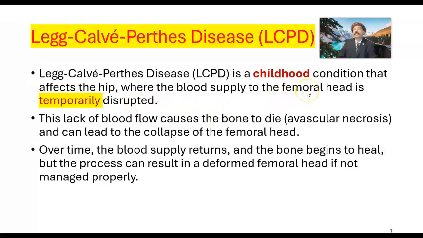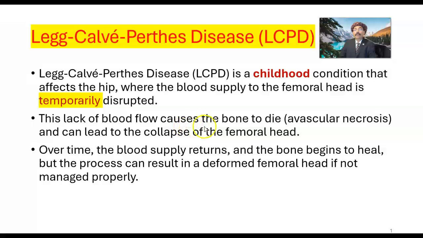The femoral head and the acetabulum of the hip bone form the hip joint, and the hip joint is a ball and socket type of synovial joint. The femoral head is the ball and the acetabulum is the socket. So what happens? Blood supply to the femoral head is temporarily disrupted.